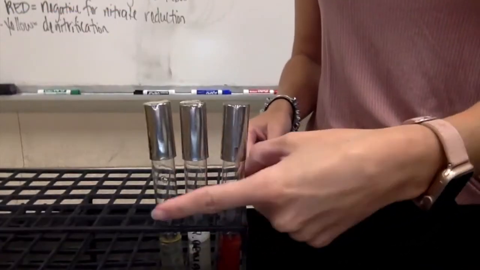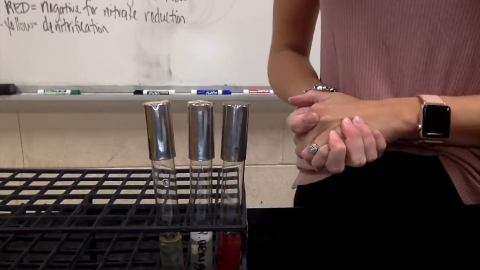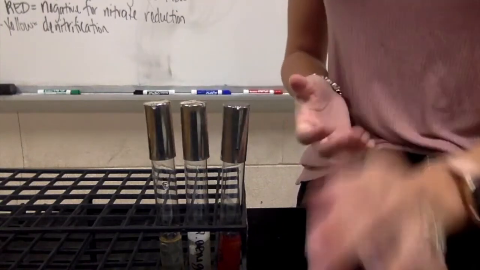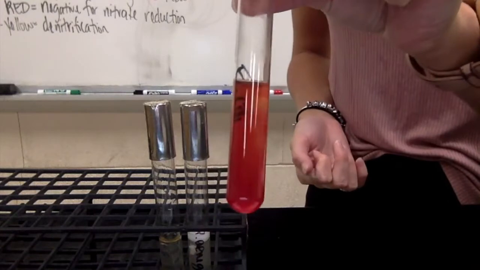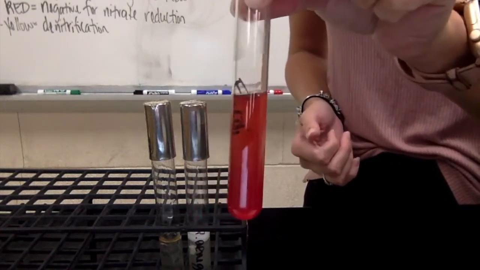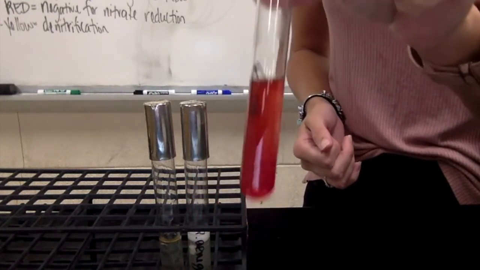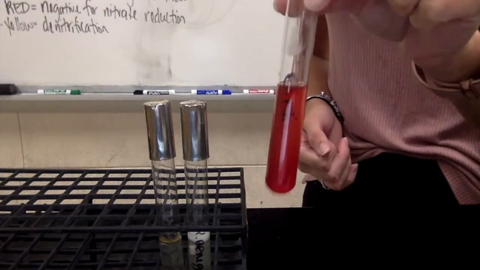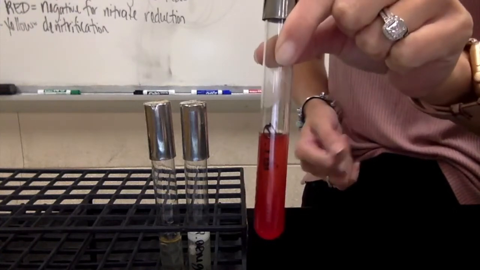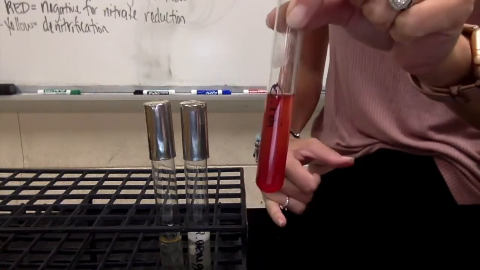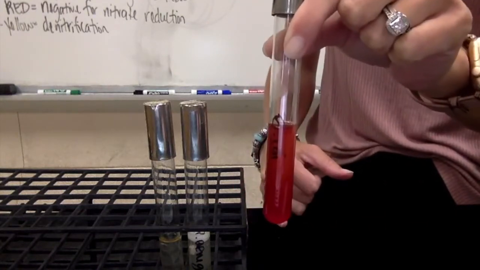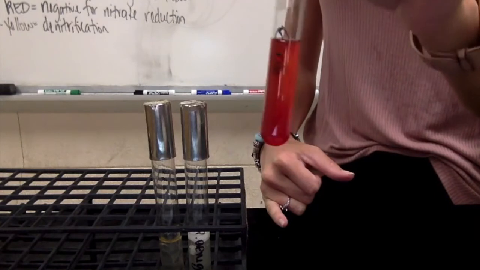So here's my 3 tubes: E. coli, Pseudomonas, and there's my negative control. Here's my E. coli tube. Look how red that is. So that is a positive reaction for nitrate reduction. That means that E. coli reduced the nitrate to nitrite, and that's all that it did. It did not go any further. So E. coli is a nitrate reducer.